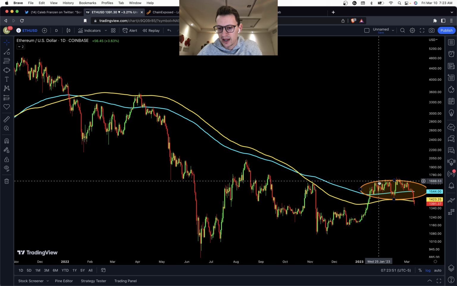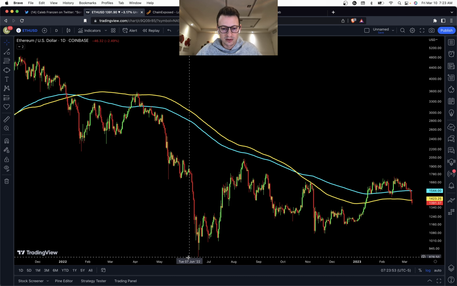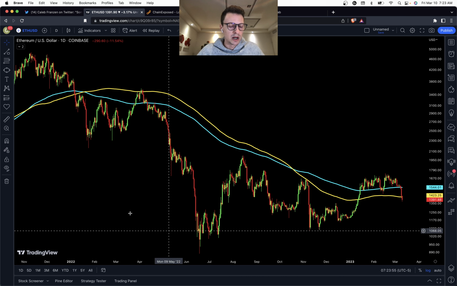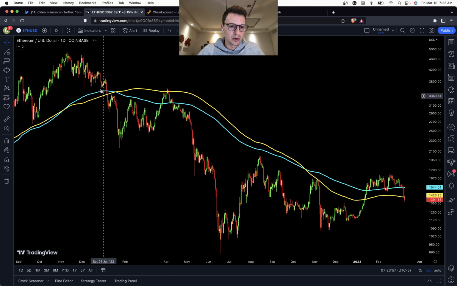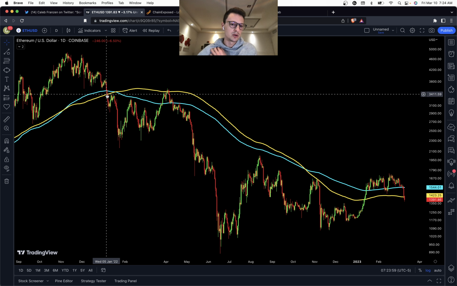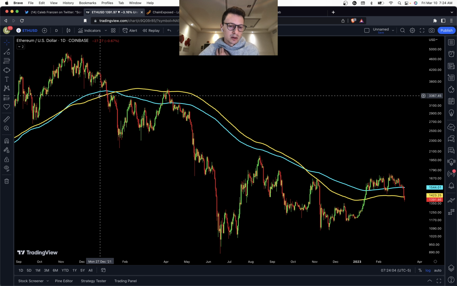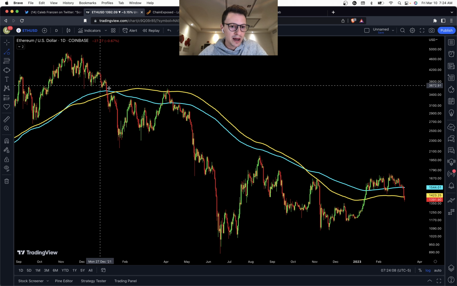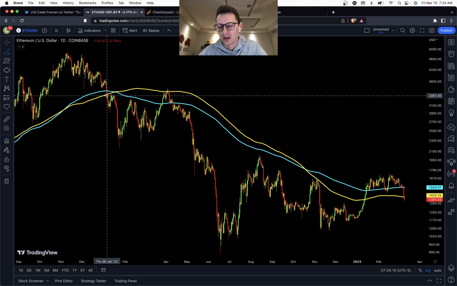If I could just select this oval here. Okay, so what I want to highlight is very similar to Bitcoin. As soon as we fell below the 200-day moving average cloud, again, we're looking at the exponential in blue or teal and the simple moving average in yellow. As soon as we fell below that range, that was at $3,370. As soon as we fell below that, that was really the birth of the new bear market.